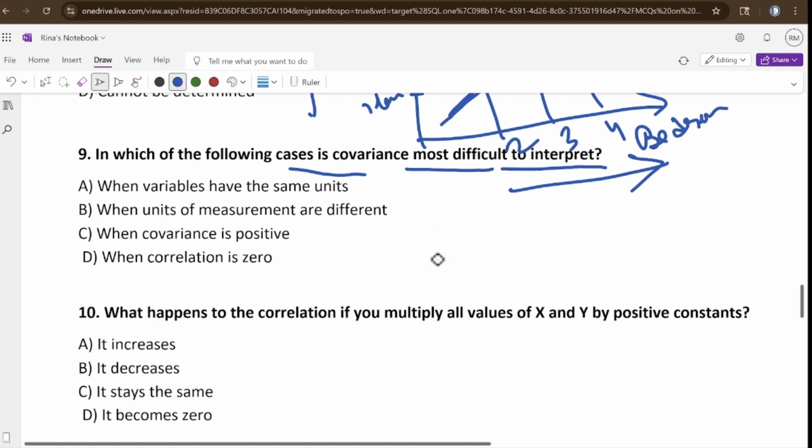In which of the following cases is covariance most difficult to interpret? Covariance is difficult to interpret when the units of measurement are different.